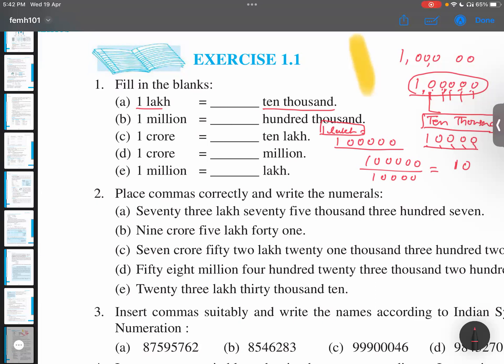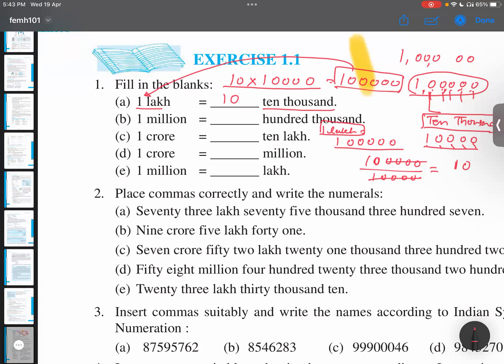Just do the simple maths. Cut this and cut this. You are left with 10 only. So your answer is that 1 lakh is equal to 10 times 10,000. Here you can see that 10,000 has got four zeros. So 10 multiplied by 10,000 gives us one with five zeros. So that is equal to 1 lakh. Get it or shall I repeat it?